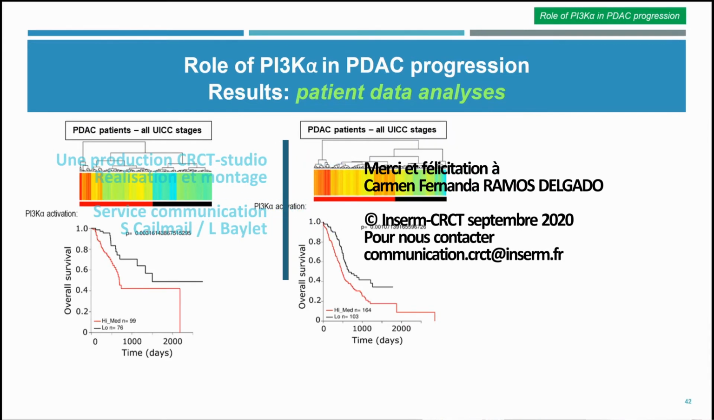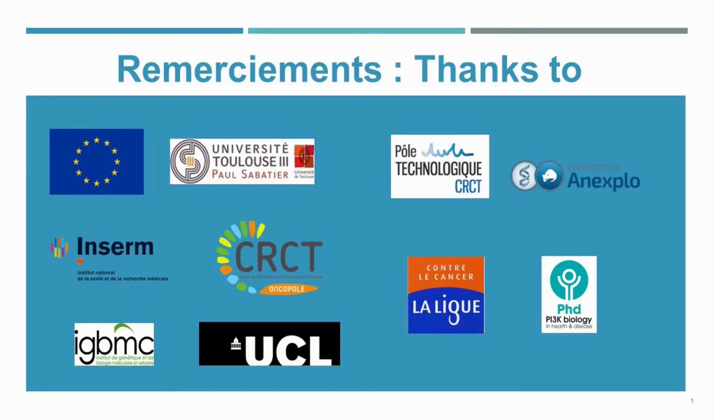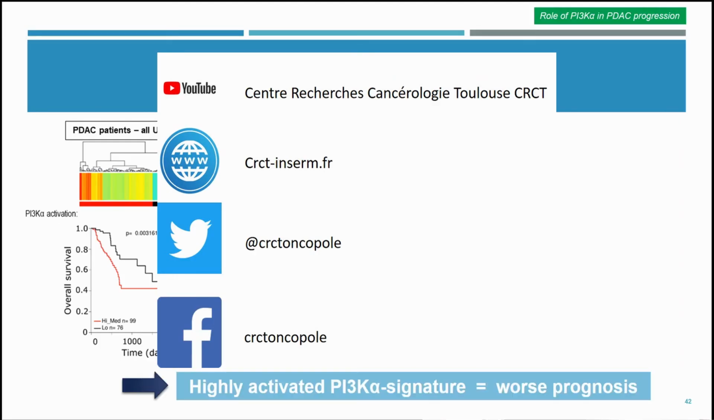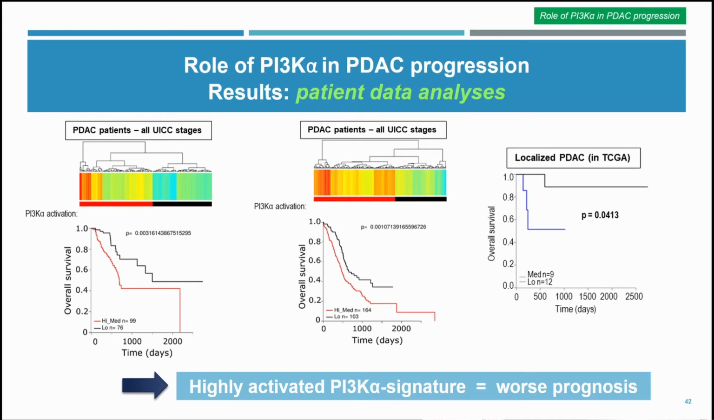We then used this signature and applied it to two different patient cohorts. And what we observed was that a higher activation of the signature in any of these patients, regardless of their pancreatic cancer stage, denoted a worse overall survival and prognosis. When we analyzed only patients that had been deemed localized, we observed that the signature was able to predict those that were prone to relapse or could have a worse survival.